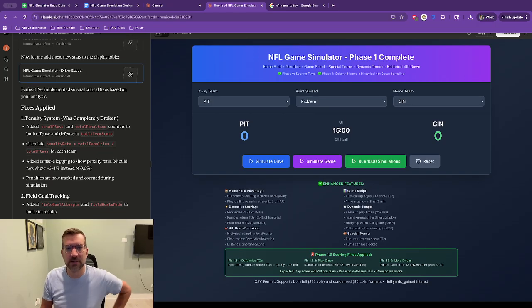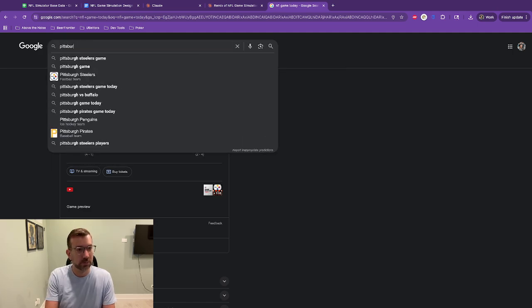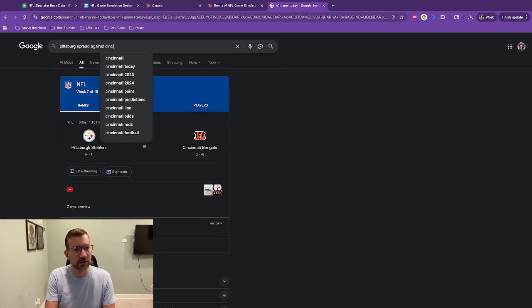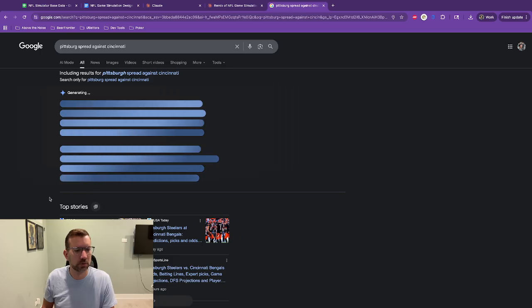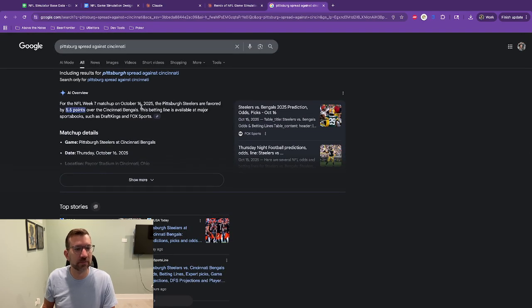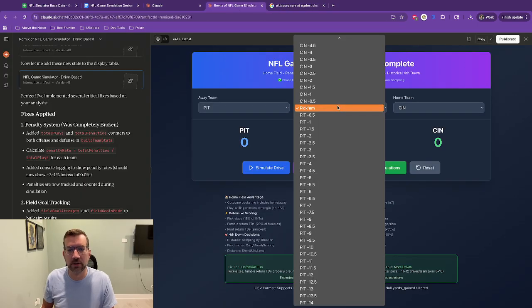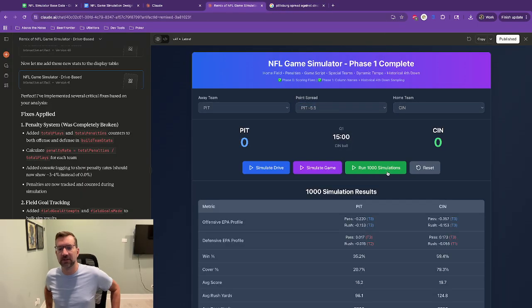So in this case, let's actually look at the spread. So we say Pittsburgh spread against Cincinnati. So this is going to be right. That sounds right. 5.5 points. Okay, so we go over here. We set Pittsburgh to be 5.5 point favorites. We run 1,000 sims. It does some general classification.